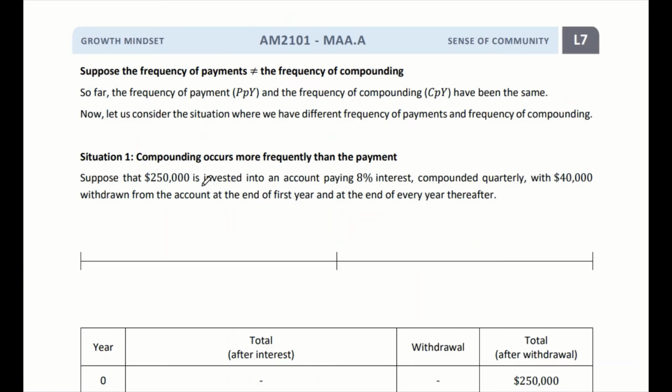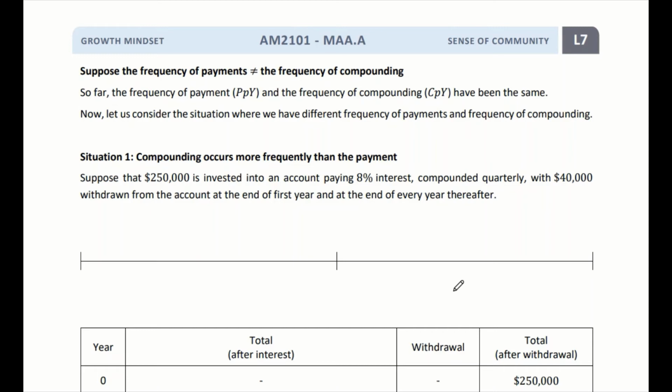Alright, now we are in the second part of our lesson, where the frequency of payment is not the same as the frequency of compounding. So far in all the cases that we have been dealing with, the CPY and PPY have been the same. Now we'll be considering the situation where you have different frequencies for payments and compounding. Of course, for this you can use the finance solver. If you ask me, you are much encouraged to use your finance solver to solve this kind of question instead of using recurrence relation, especially in our second situation here.